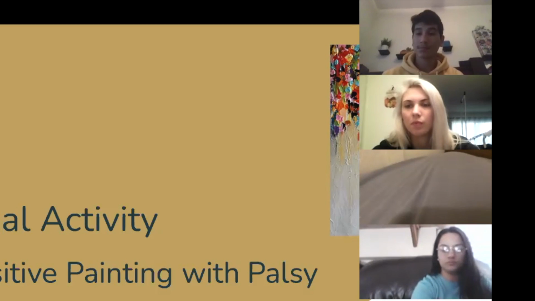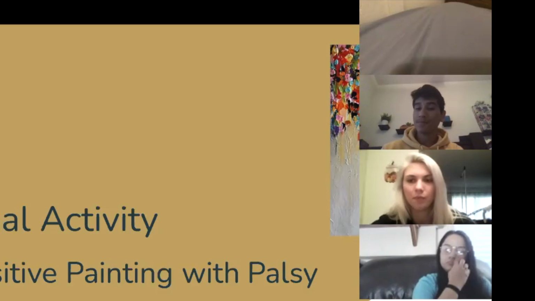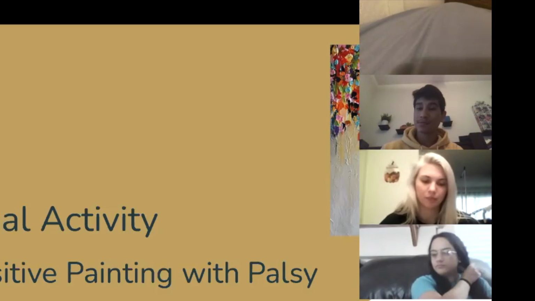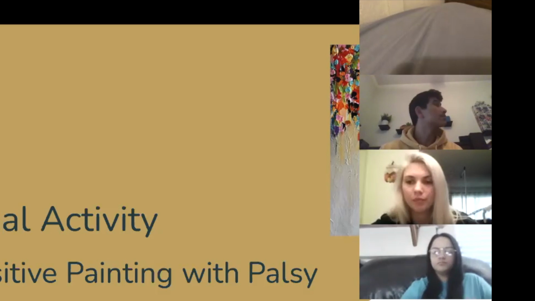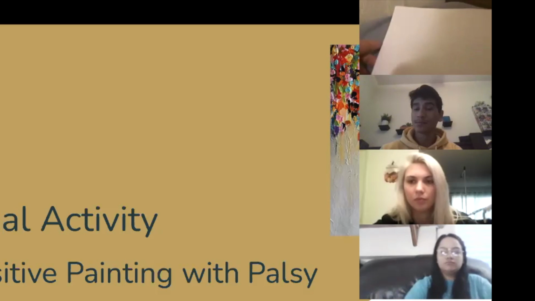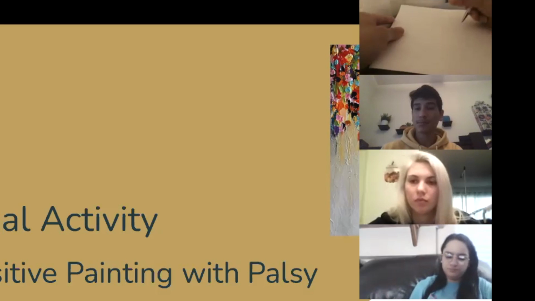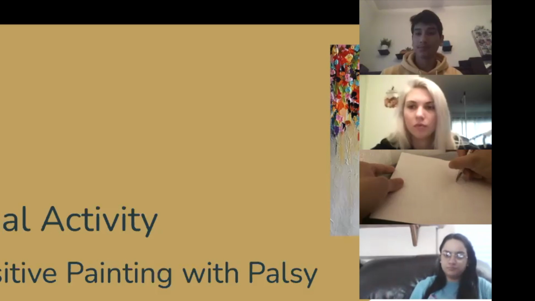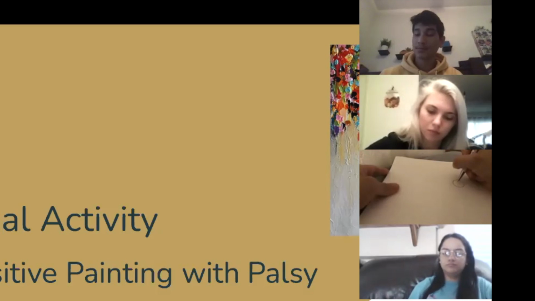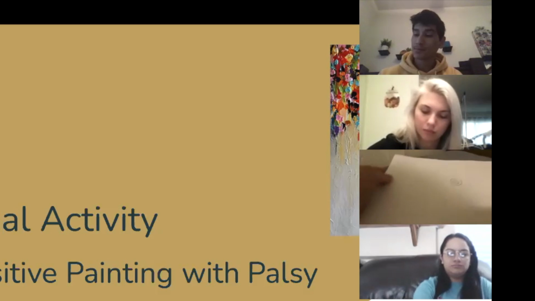Let me get a blank piece of paper. Okay, so I got my blank piece of paper and we're going to start off with the middle of the flower, which is called the pistil. We're just going to do a circle and then a little squiggly like that. And then we're going to start off with 4 petals.